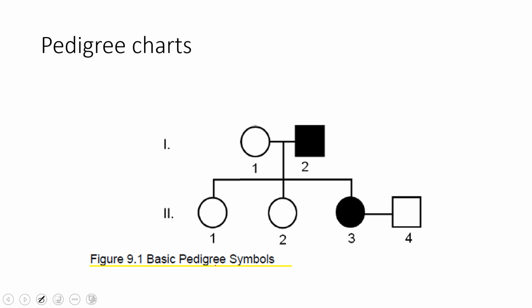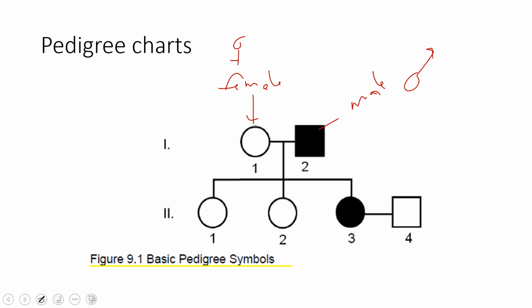I mentioned that they're family trees that look at a particular trait. Stuff that you need to know about a pedigree. Anytime you see a circle, that means it's a female. Incidentally, the abbreviation for a female is that. Anytime you see a square, it's a male. Incidentally, the abbreviation for a male is that.